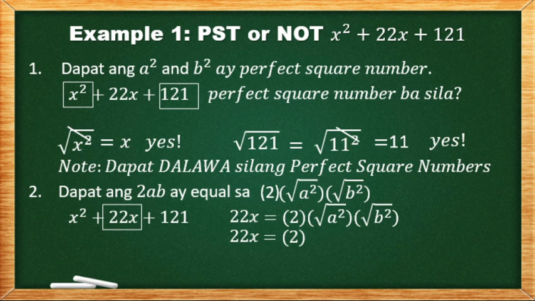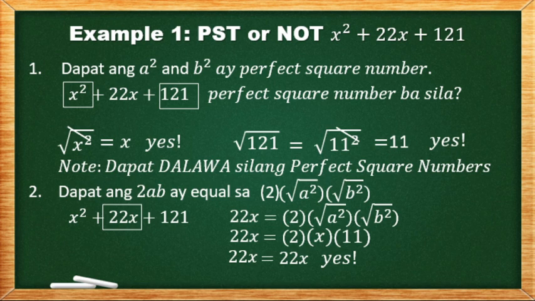Ano nga nakuha natin sa square root of a squared? Balik tayo sa number 1. Ang nakuha natin ay x. So that's why 2 times x. Next, ano naman ang nakuha natin sa square root ng b squared? Yes, 11. So that's why times 11. Multiply. 2x times 11. Or 2 times 11, 22. Times x, 22x. So therefore, 22x is equal to 22x.